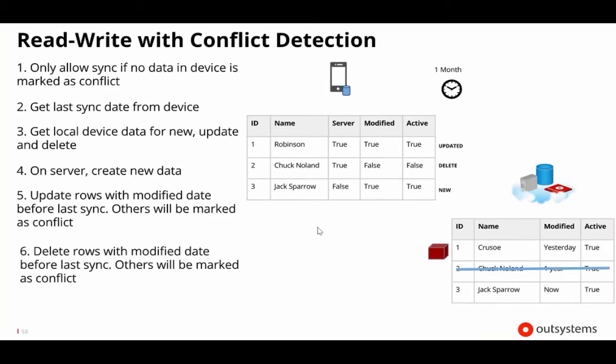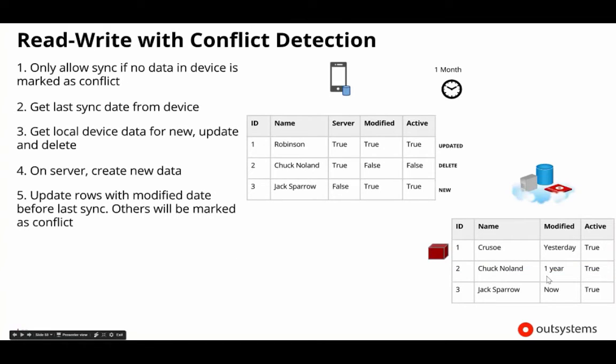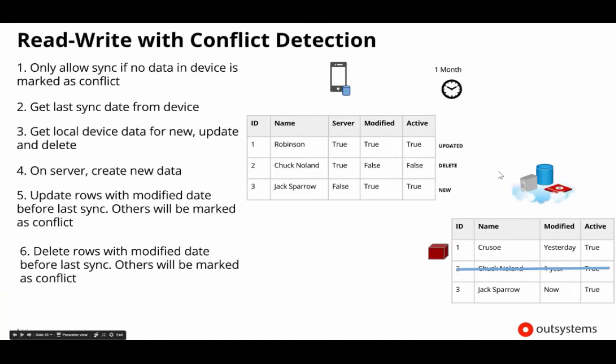Next, we're going to delete the rows with a modified date before the last sync. All of the others will be marked as conflict. So the idea is the same: always mark things that have been changed after our last synchronization date. But in this case, Chuck Nolan was changed a year ago. So a year is before 1 month, so we can delete it anyway.